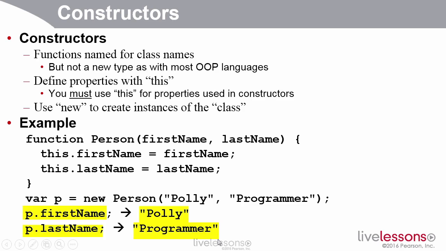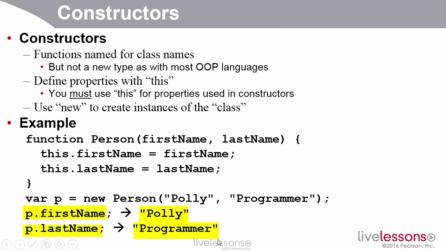So rather than having a separate variable for Polly's first name and Polly's last name, and then for Joe's first name and Joe's last name, and for Jane's first name and Jane's last name, and all these variables lying around, you group them together in an object. All right, so that's the basic idea. Build a constructor, give it an uppercase letter, use the this variable, and then build instances with new.